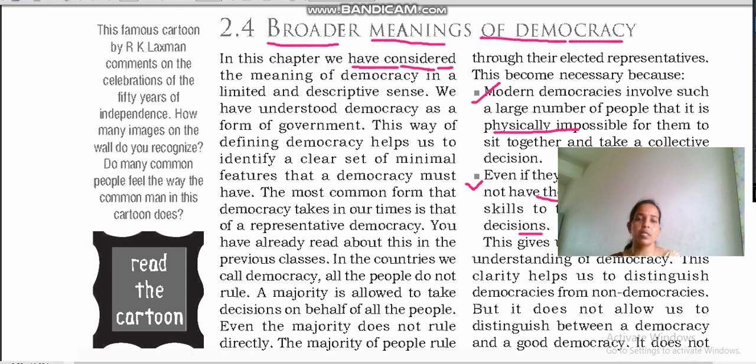This gives us a clear but minimal understanding of democracy. This clarity helps us distinguish democracies from non-democratic ones. So through this discussion, we have studied democratic and non-democratic governments, but it does not allow us to distinguish between democracies and good democracies. We are just distinguishing between democracy and non-democracy. It does not allow us to distinguish between good democracy and democracy.